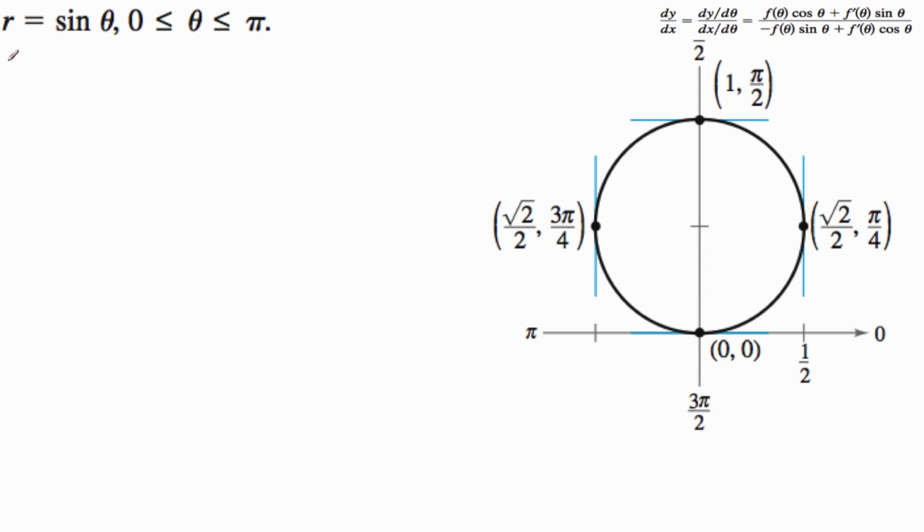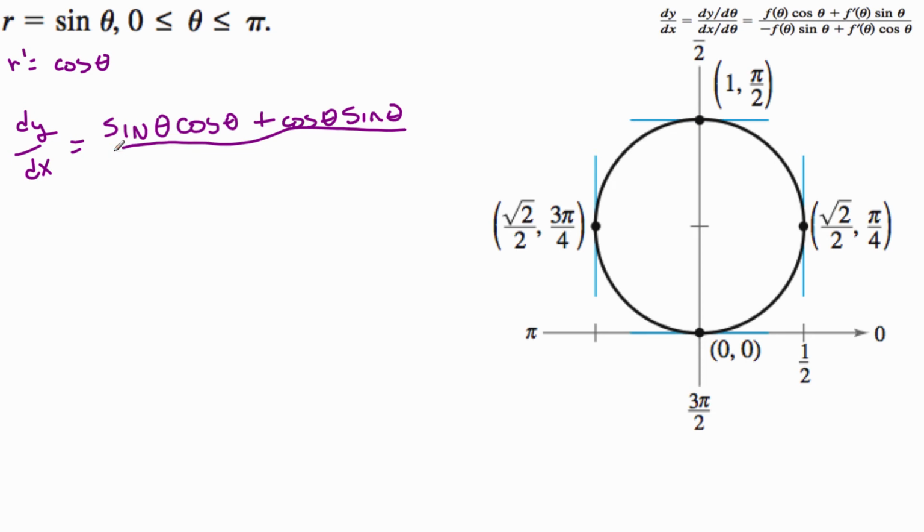Let's look at this curve right here. r is sine theta. r prime, in this case, is cosine of theta. So what is my derivative of y with respect to x? Well, it's r cosine theta, so it's sine theta cosine theta, plus r prime sine, divided by minus r of theta, so that's sine, times sine, plus f prime, so this is cosine.